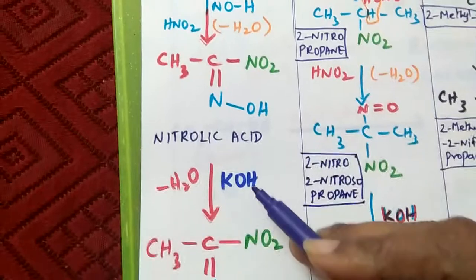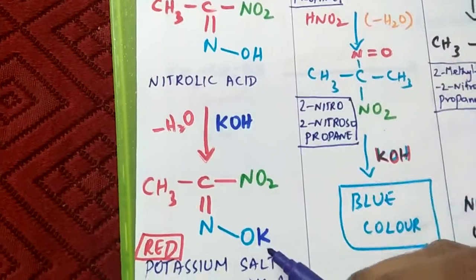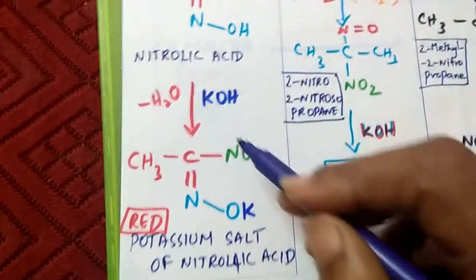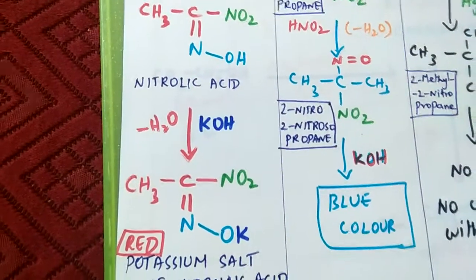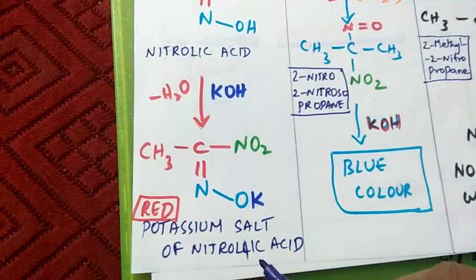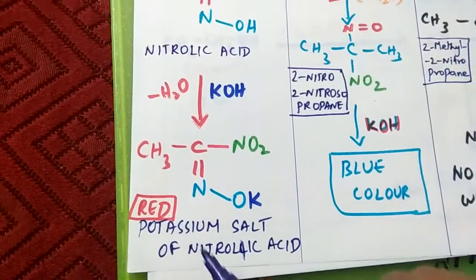And this nitrolic acid, when treated with potassium hydroxide, forms the potassium salt of nitrolic acid. This H is displaced by K, and this H and OH form water. So the potassium salt of nitrolic acid is red in color. This is how a primary alcohol will react.